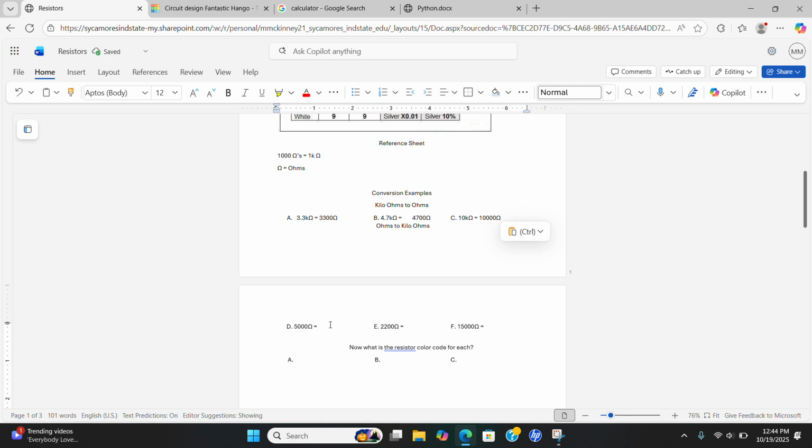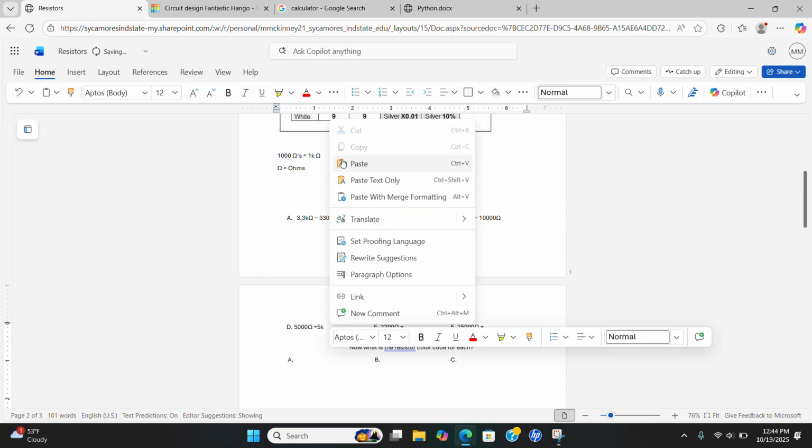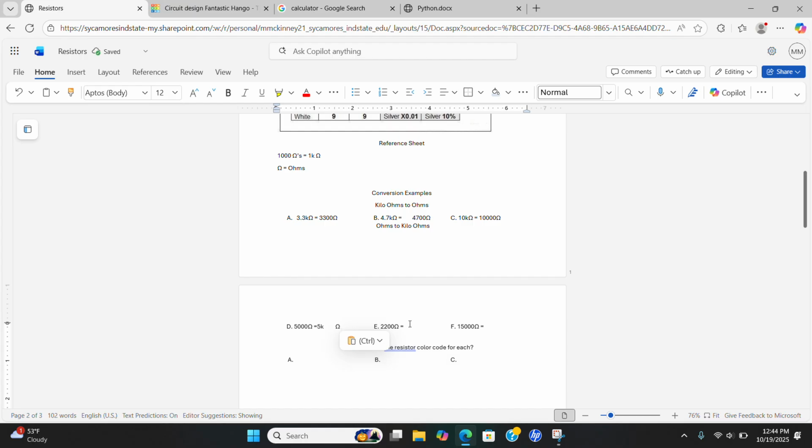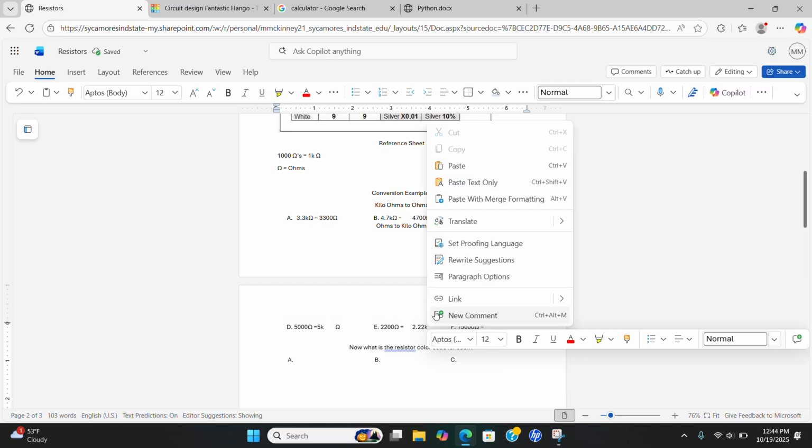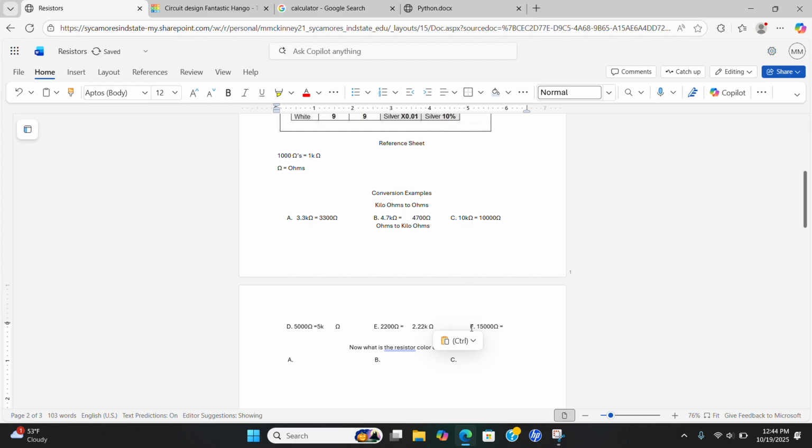So now let's do from ohms to kilo ohms. If you have 5,000 ohms, you have 5 kilo ohms. Suppose you have 2,200 ohms, well you have 2.2 kilo ohms. Suppose you have 15,000 ohms, you would have 15 kilo ohms.